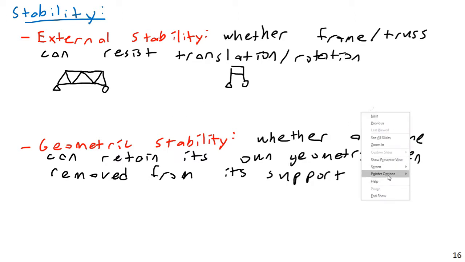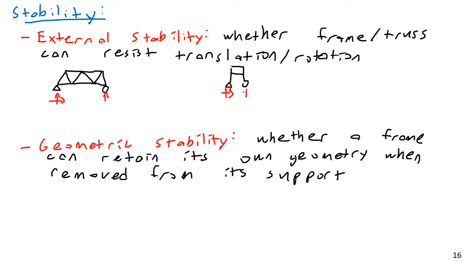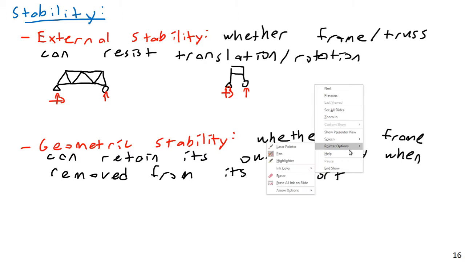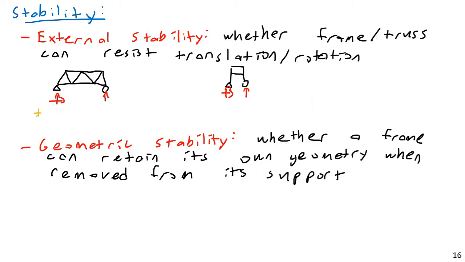If I look at the reactions here, I would have my X reaction and my Y reaction here, and of course my Y reaction here. And again, stability is a property of the frame, of the geometry, not dependent on the loads. So we saw that last time. Key to keep in mind: stability is a property of the frame geometry, not the loads. It is independent of loading.